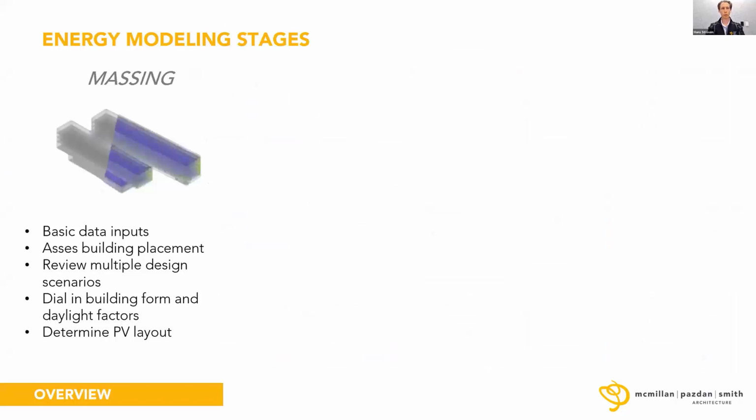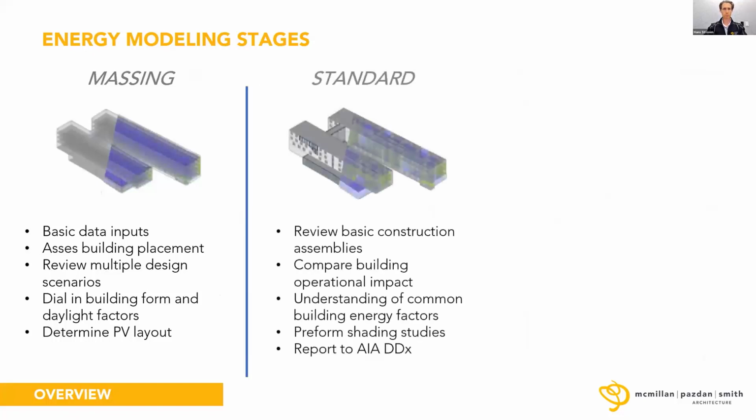So just as a quick overview of things, this can be done at any stage of the project, whether that be in the massing, just getting your basic input on determining what your building orientation should be, how much window to wall ratio, or shading devices that you should be adding to your building. Then what we do as standard is just reviewing basic construction assemblies. We can then compare our operational impacts. And along with that too, we're able to report to the AIA DDx.